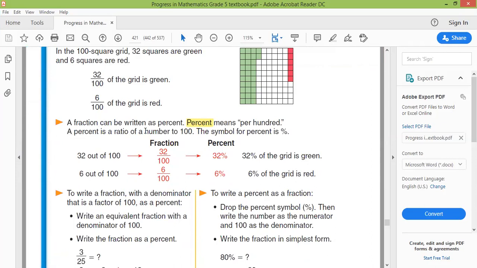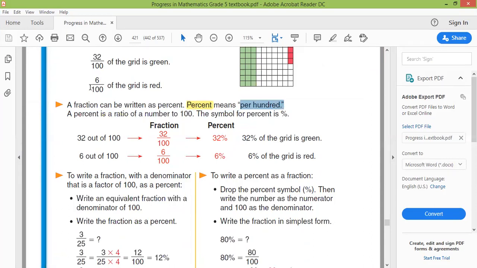A fraction can be written as percent. This is a fraction, 32 out of 100 and 6 out of 100. We can write it as a percent. Percent means per 100, means out of 100, means denominator 100. A percent is a ratio of a number to 100.